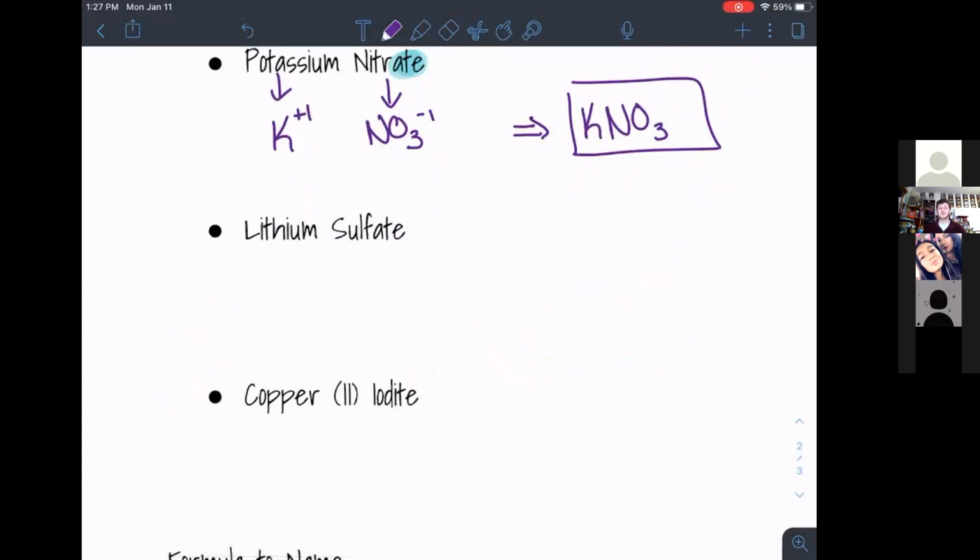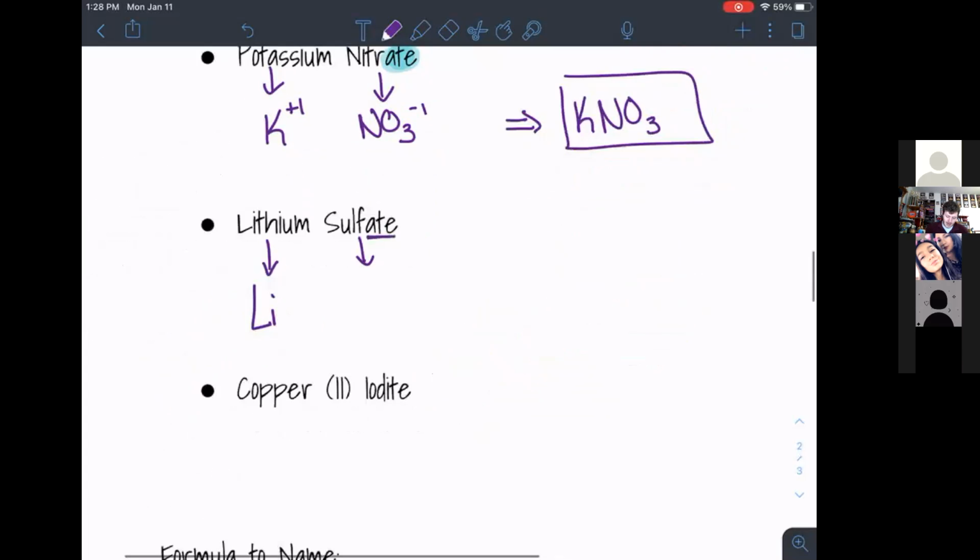We're going to look at that next one, lithium sulfate. We're going to do this one together too. So let's identify, is lithium an ion from the periodic table, or is it going to be from the polyatomic ion sheet? Periodic table. All right, what's my element symbol for lithium? Li. Li is wonderful. What about sulfate? Is that periodic table or is that ion sheet? Ion sheet, because it's got that ATE.